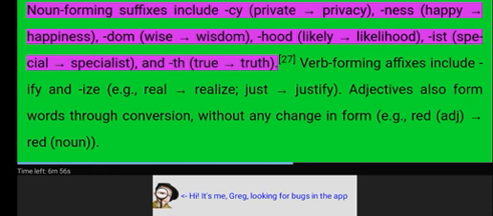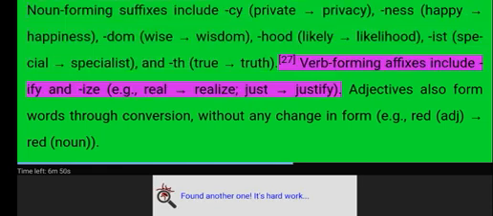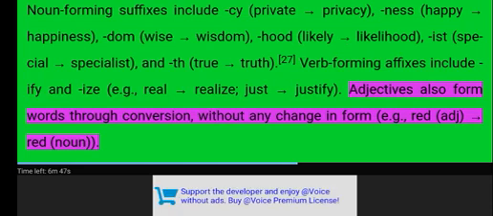Noun forming suffixes include -cy, private → privacy, -ness, happy → happiness, -dom, wise → wisdom, -hood, likely → likelihood, -ist, special → specialist, and -th, true → truth. Verb forming affixes include -ify and -ize, e.g., real → realize, just → justify. Adjectives also form words through conversion, without any change in form, e.g., red, adjective → red, noun.